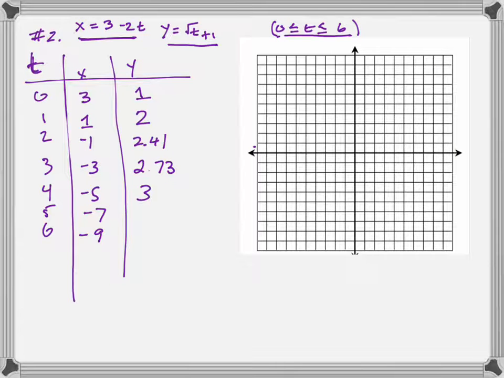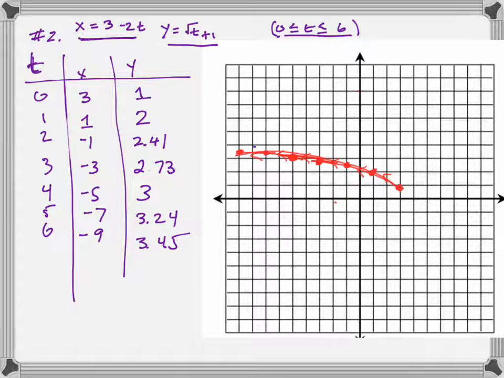Okay, so 5 would be the square root of 5 plus 1, which is 3.24 for rounding, and for 6 it would be 3.45. So then check back to see if you got your graph right. Okay, that's what number 2 looks like graphed with the arrows drawn in, going in this direction. Okay, let's go on to number 3.